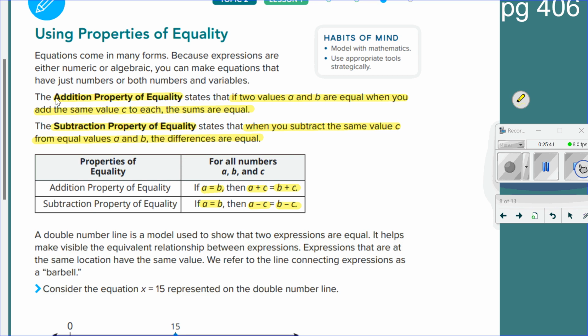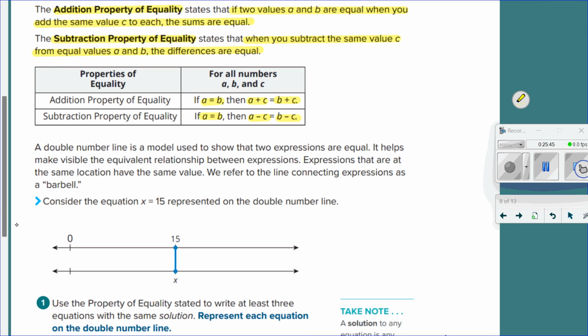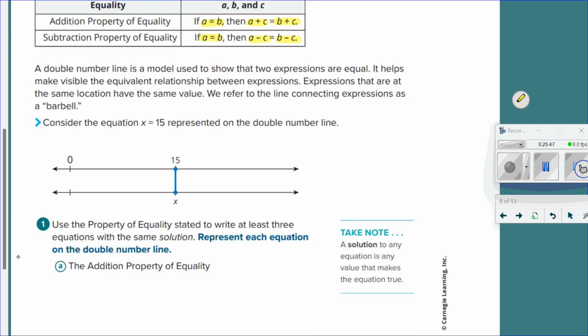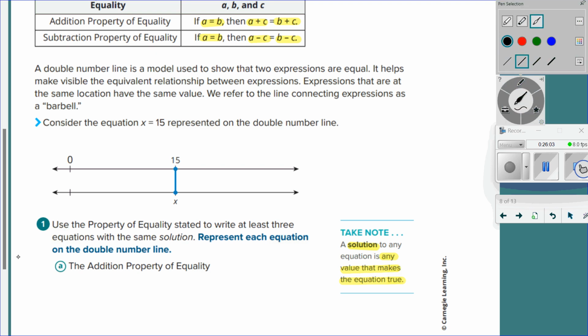We can also think about this as a double number line. When we are using a double number line, we can find a solution. A solution to any equation is any value that makes the equation true. So that's what we're trying to do now, is make it true.